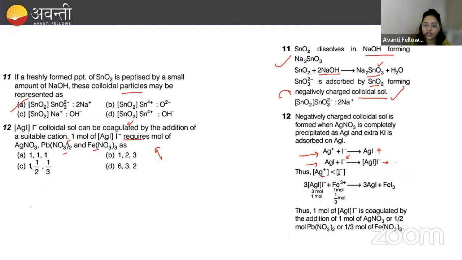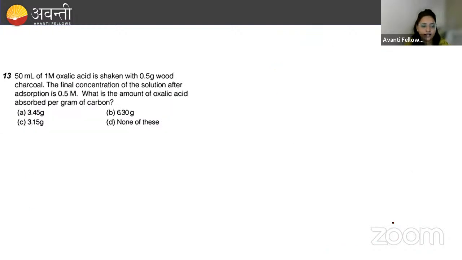If we have the concentration of AgI lesser as compared to I minus, then what is going to form? So 3 moles are given, and this 1 mole is given, so what will form with it? 3 moles of AgI and 1 mole of FeI3. If 1 mole is given, 1 mole of AgI I minus, then how many moles of Fe will be needed? 1/3 moles. So 1 mole of AgI minus is coagulated by addition of 1 mole of AgNO3 or half mole of PbNO3 twice or 1/3 mole of FeNO3, right?